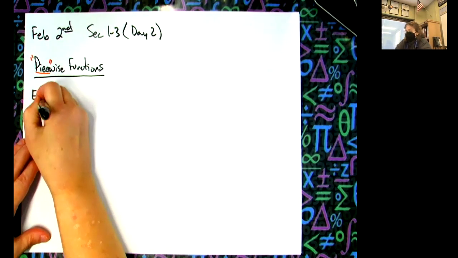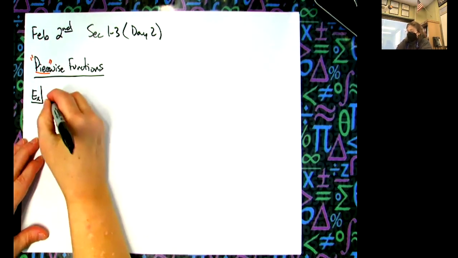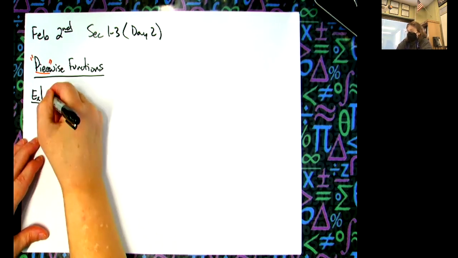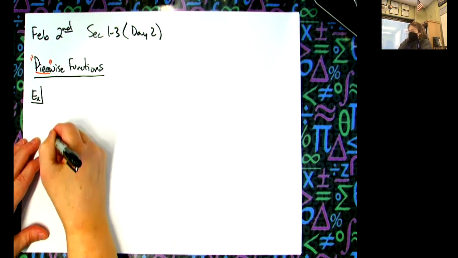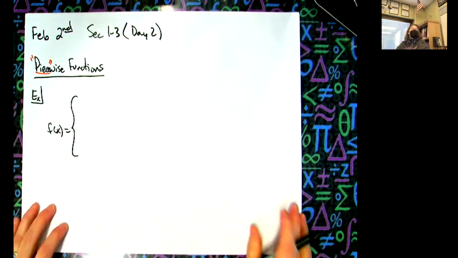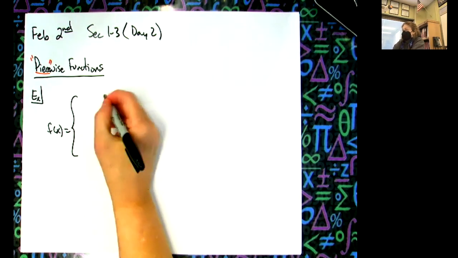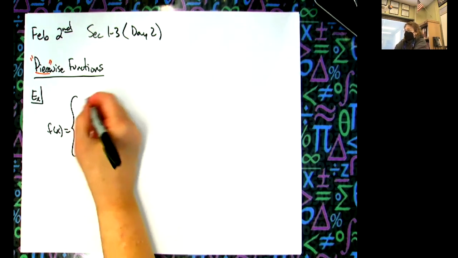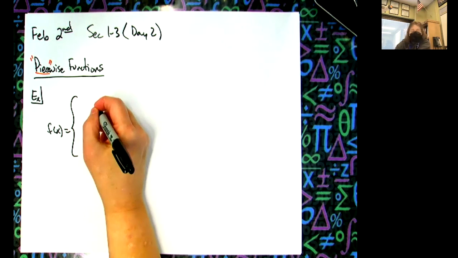Okay, so let's say I'm going to come down a little bit, for a reason. Say f of x equals, and then a great big bracket like that. If it's in pieces, I have to have pieces.